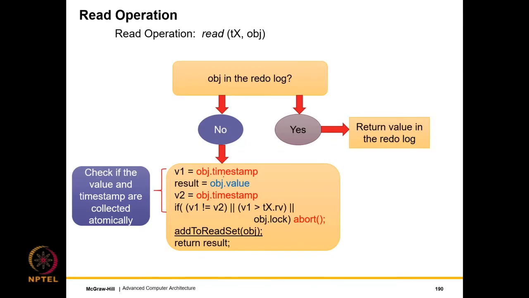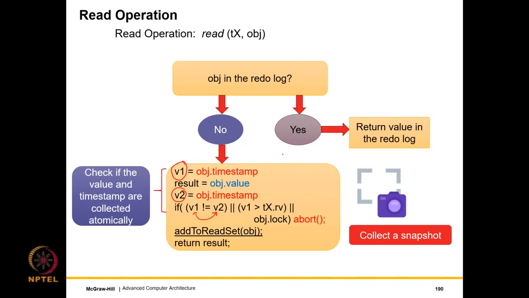So what we do is that we first read the timestamp. So here the timestamp is being used as the version. We read the timestamp into a temporary variable v1. We read the value of the object, and then we read the timestamp yet once again. And then we check if both the versions or the timestamps are the same or not. So why do we do that? The aim is to collect a snapshot, because you have a value and a timestamp, right?